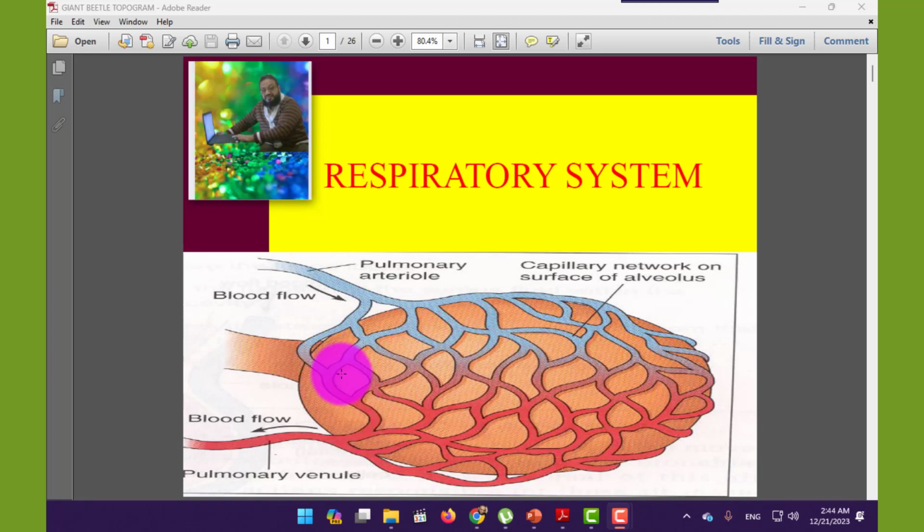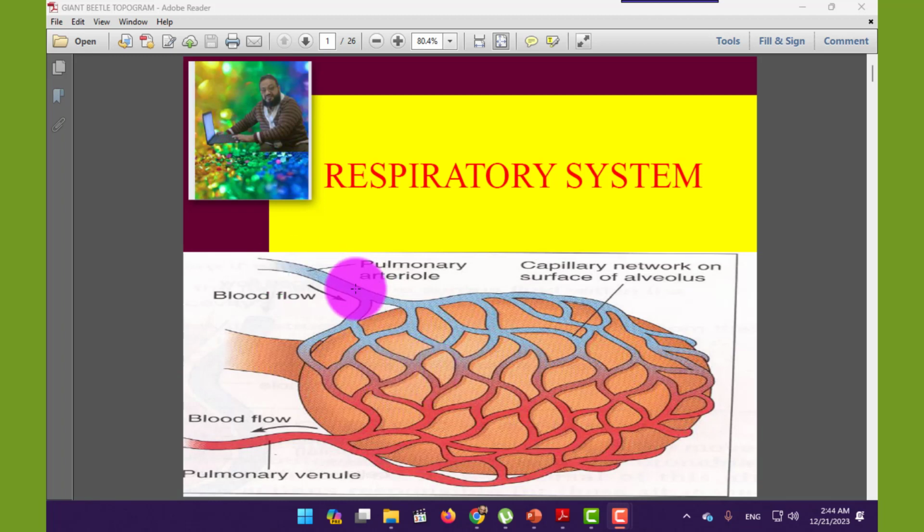Histology of respiratory system. Pulmonary arteriole, blood flow, capillary network of the surface of the alveolus, blood flow, pulmonary venule. This is the unit of exchange of gases.